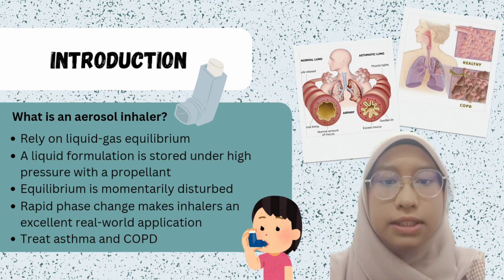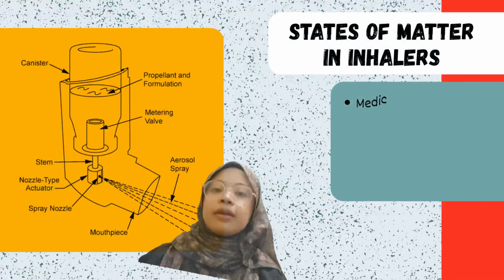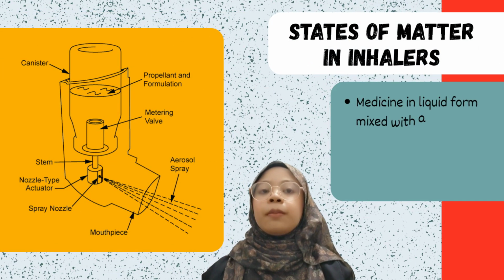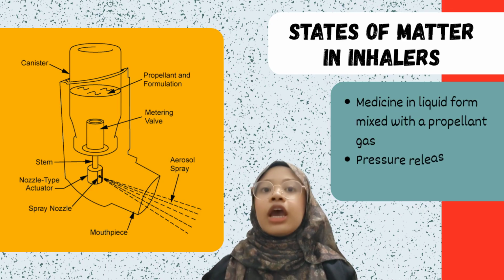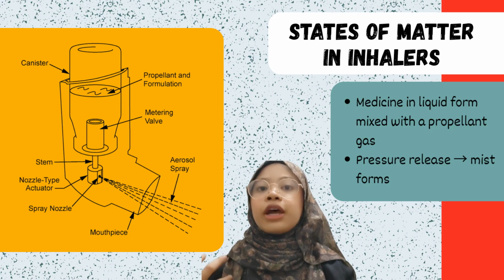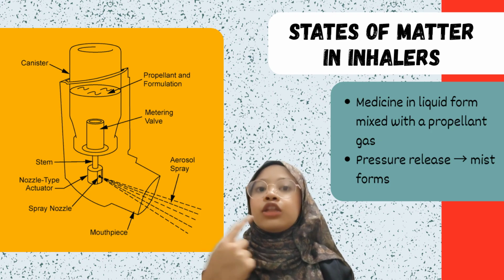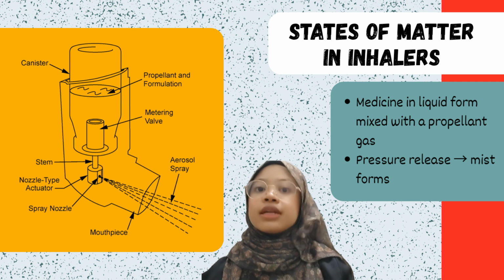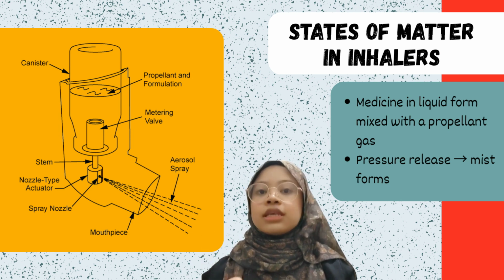affect their performance. In this system, a liquid medicine is combined with a propellant gas under high pressure, and when the inhaler is pressed, the pressure is released, causing the liquid to evaporate and form a fine mist of tiny droplets that deliver the drug into the respiratory tracts. For example, it's like when you open a soda can, the pressure inside drops. So, the liquid carbon dioxide quickly turns into gas and bubbles form. In an inhaler, the same thing happens.